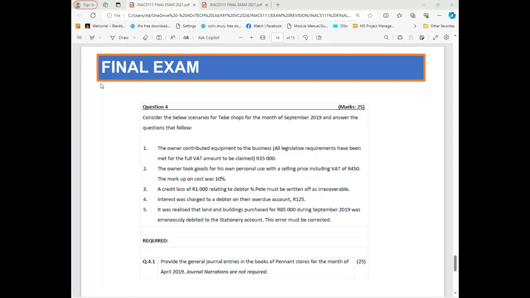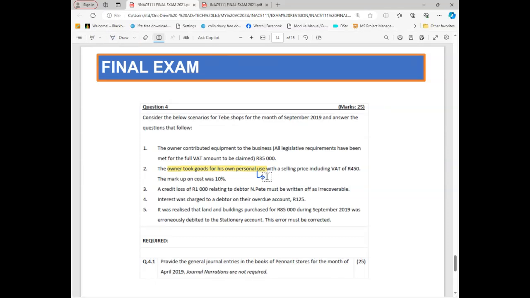Now let's continue with our general journal. So now we are going to focus on transaction number 2. When you go to transaction number 2, you can see that they said the owner took. Remember, we need to highlight: the owner took something for own use. The owner took what? Goods. So once again, we just know that the owner took goods for own use.